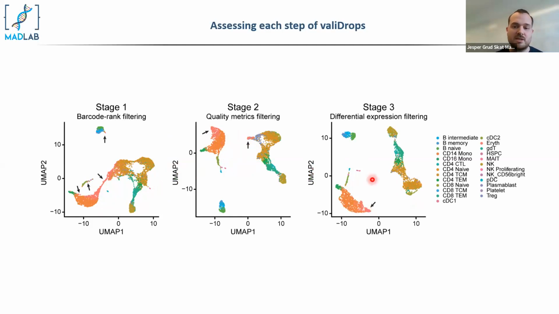And we see really nice separation of subtypes of B cells up here. We have naive B cells, and we have intermediary B cells and memory B cells, and so on. So looking at this visually, it seems that valiDrops throughout these stages is improving data quality. We can then ask, based on these metrics that we have developed, whether we can also see the same thing in a more quantitative way.